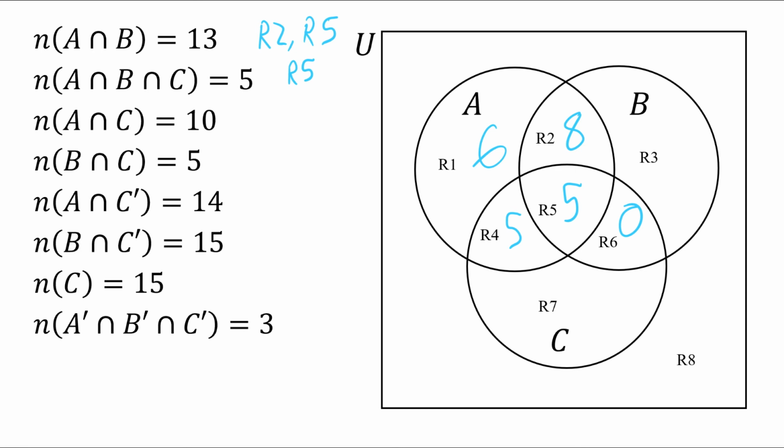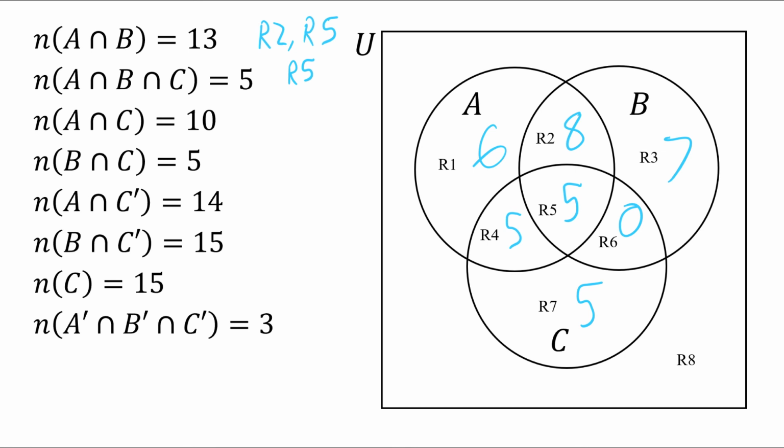All right, B intersect C complement, that's the part of B that is not in C. B is regions 2, 3, 5, and 6. Regions 2 and 3 are not in C, 5 and 6 are. So B intersect C complement is regions 2 and 3, and those add together to give us 15. That tells us region 3 has to be 7. The next piece of information is that set C is 15. Set C is regions 4, 5, 6, and 7, so all of those have to add up to 15. Regions 4, 5, and 6 add up to 10, so region 7 has to be 5.